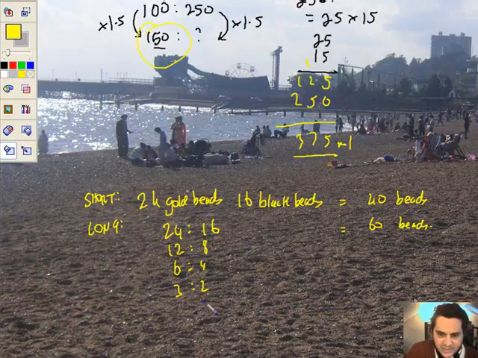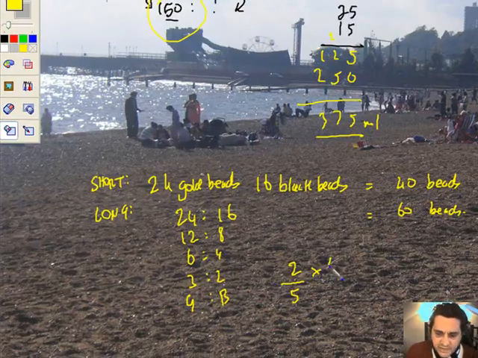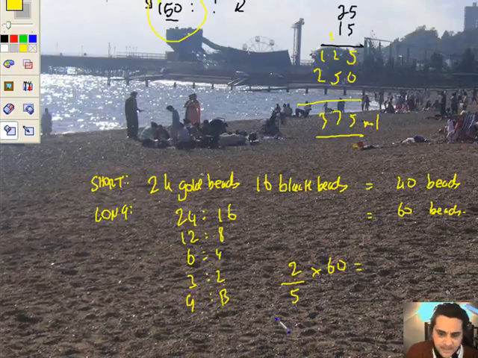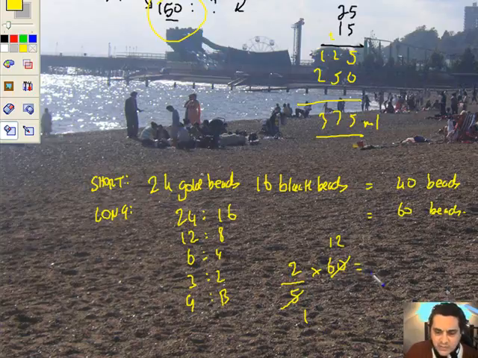Right. The black beads. So there's the B for black, and there's the G for gold. In terms of black beads, it's 2/5 of black beads, because 3 plus 2 is 5. It's 2/5 of the 60 beads, and here we go. 5 goes into 60 ever so nicely, goes in there 12 times, and 2 times 12 is 24, and that's going to be black beads.